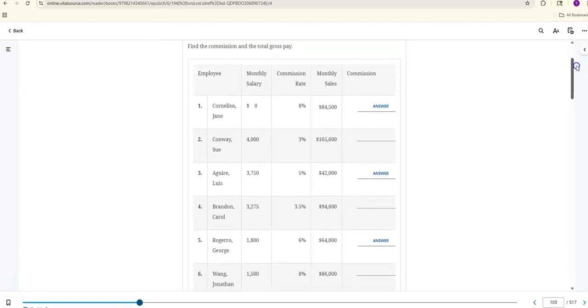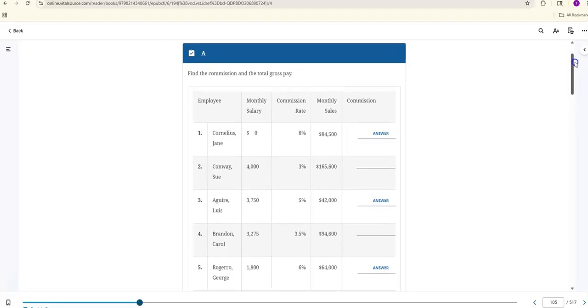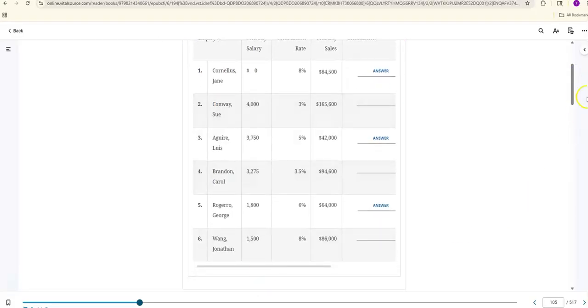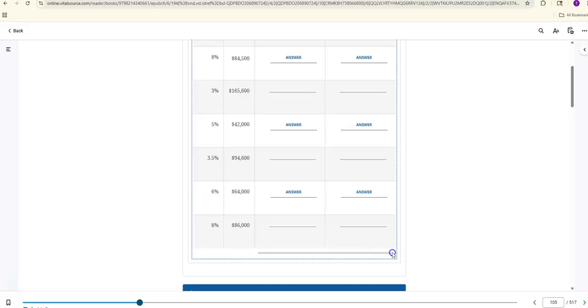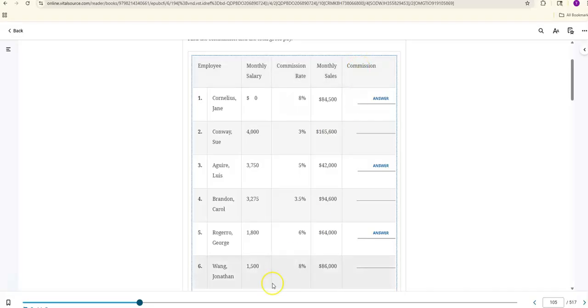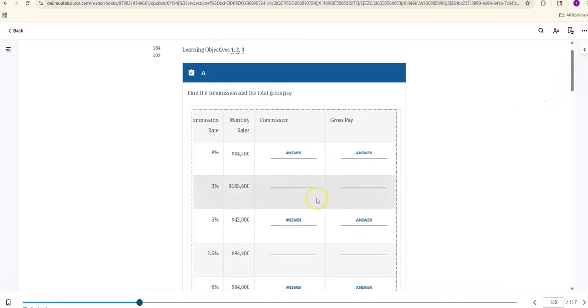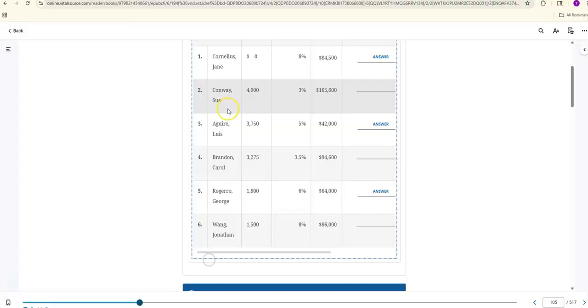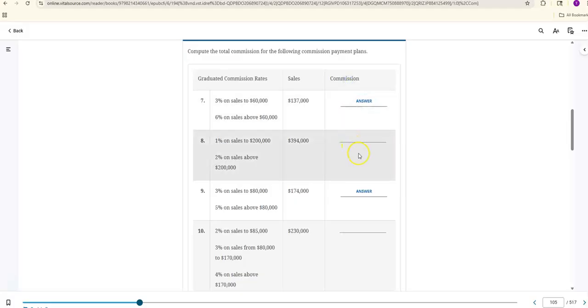I do want to make note here that for the Calculatoria assignments, for questions 2, 4, and 6, if you take a look down here at the bottom, there is a horizontal scroll bar. And so this tells us that we're actually going to have to calculate both the commission amount as well as our gross pay. So notice that you have two columns, so we're going to need two answers for each of those questions 2, 4, and 6. As for section B, you'll only be calculating total commissions.